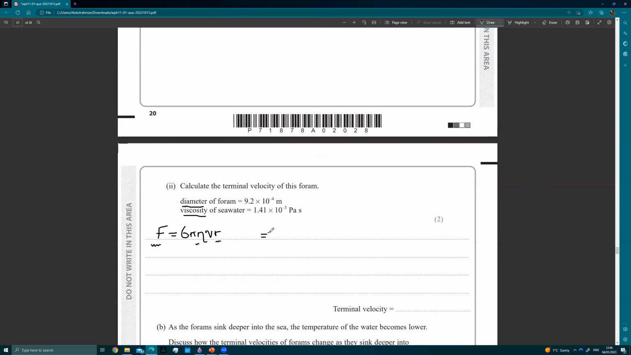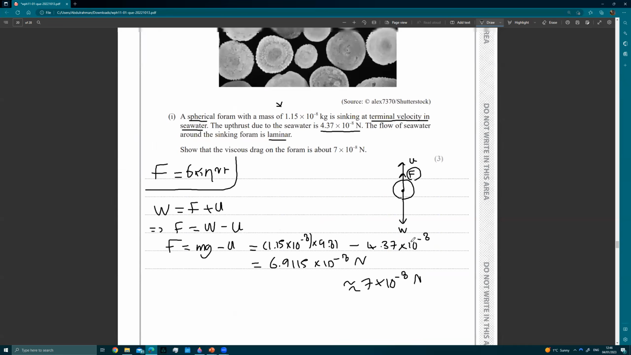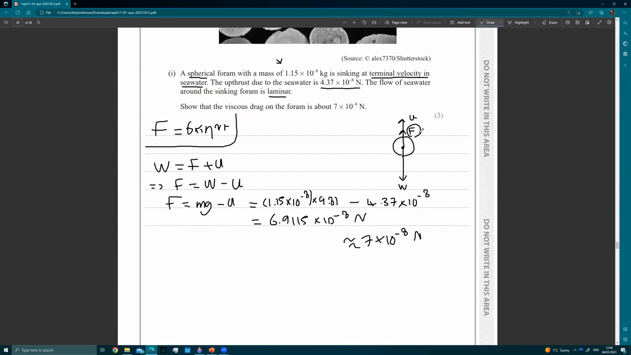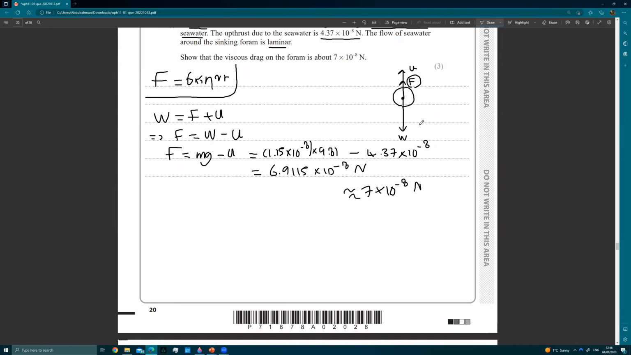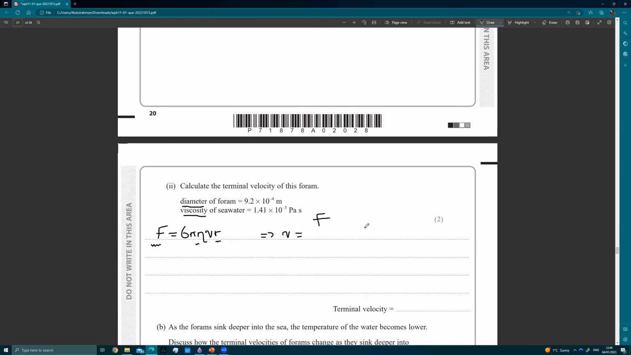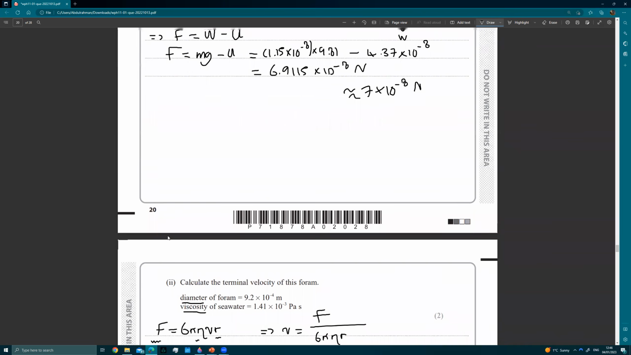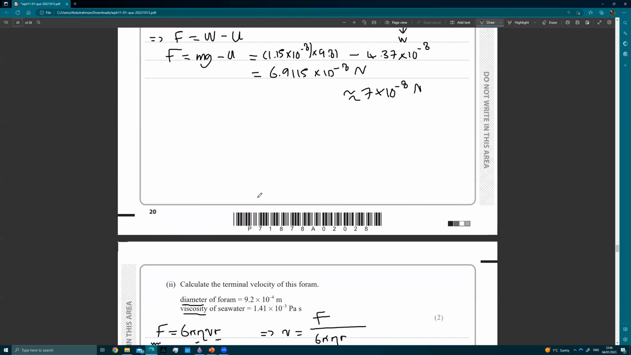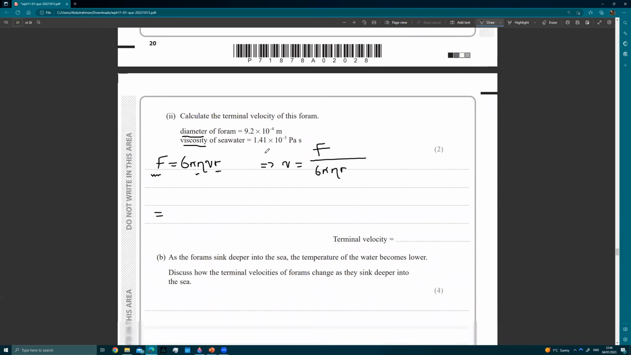So I could just rearrange and say that the terminal velocity, and this terminal velocity is only the case when the forces are balanced. So when weight is equal to upthrust plus F, because this viscous drag that we worked out is the viscous drag at terminal velocity. Just keep that in mind. So V is equal to F over 6 pi eta R. Okay, so we'll use the unrounded value from the previous question for force, which is 6.9115.